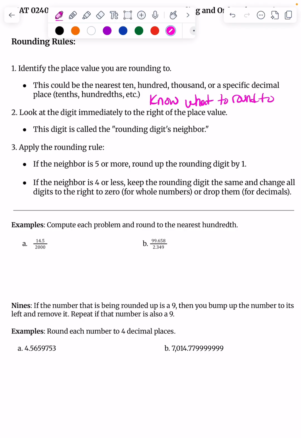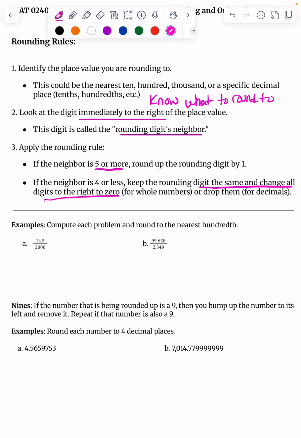And then the next one is you're going to look immediately to the right of whatever place value you're rounding to. That digit is called the rounding digit's neighbor. So we're going to look at the rounding digit's neighbor, the number to the right of it. There's two things. If it's 5 or more, then you're going to round up by adding 1 to the digit that you're rounding. If it's 4 or less, then you keep the digit the same and then change all the digits to the right to 0. In other words, you just drop all the other digits.